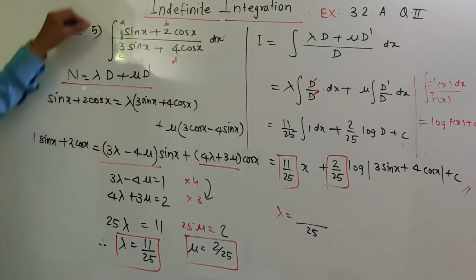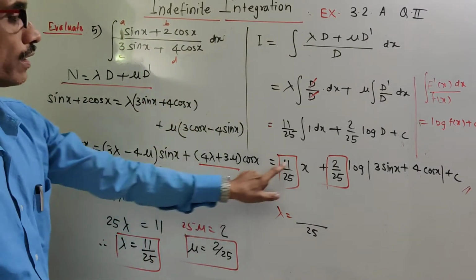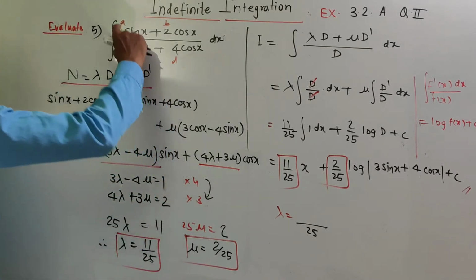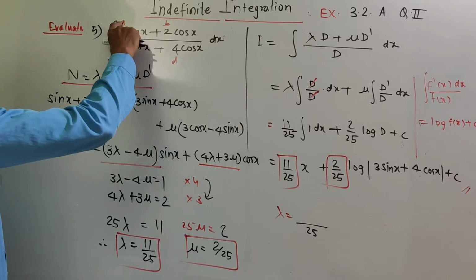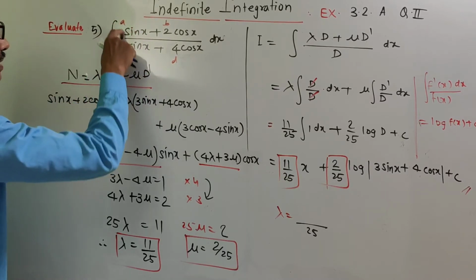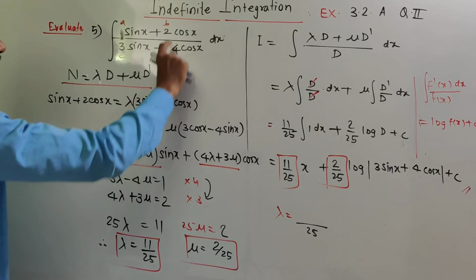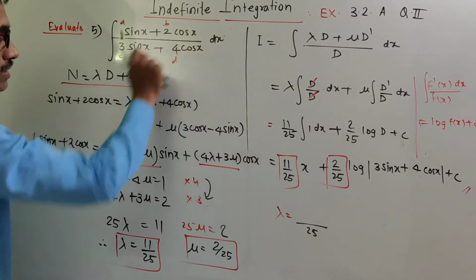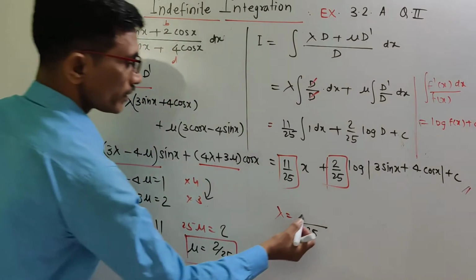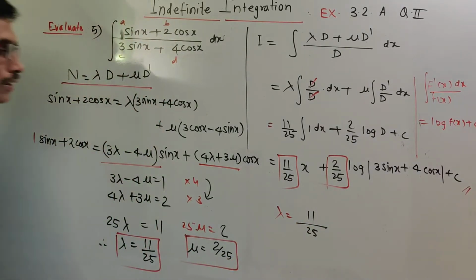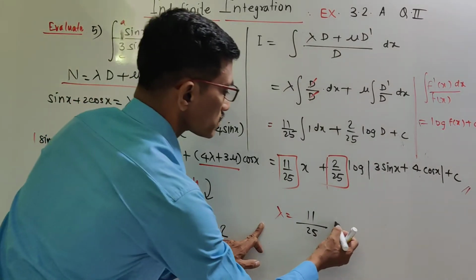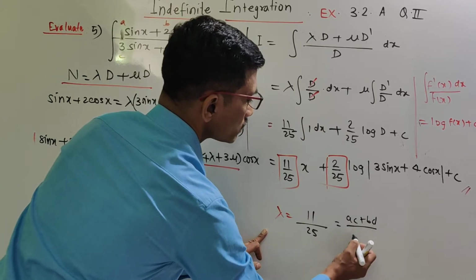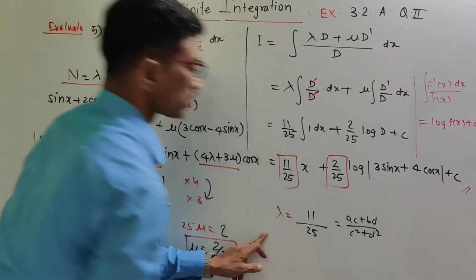Then how do we get lambda? Now a into c: 1 into 3 is 3, and b into d, that is 2 into 4, which is 8. 8 plus 3 will become 11. Similarly, you can see how you will get this. It is AC plus BD upon C square plus D square.